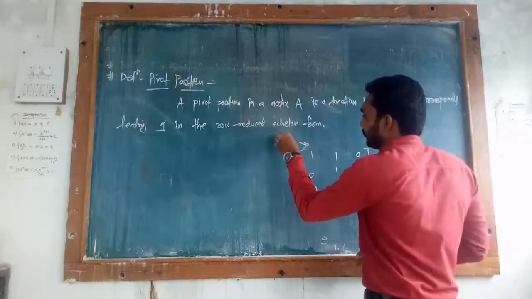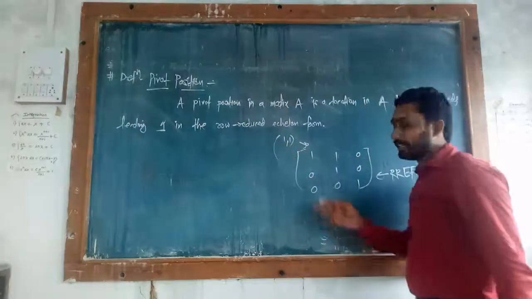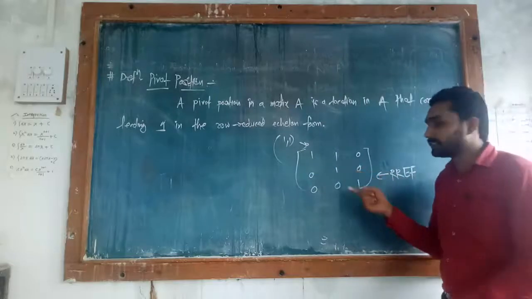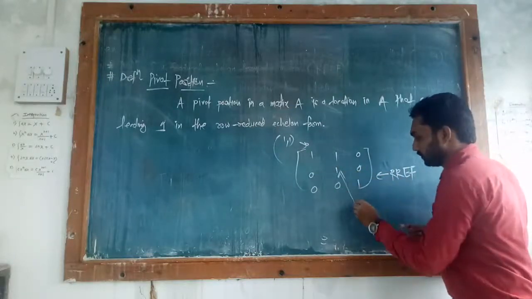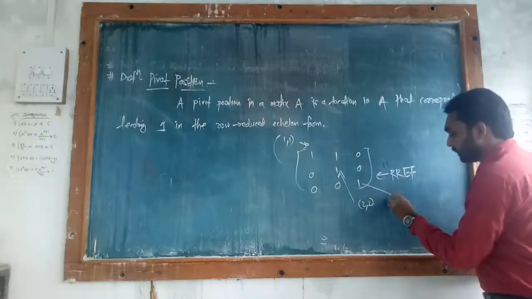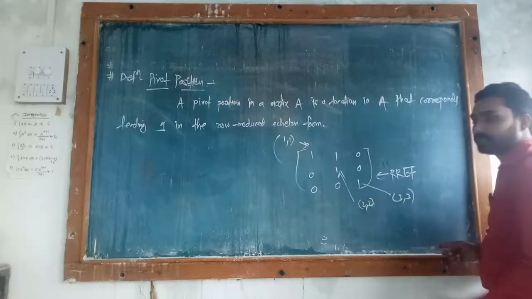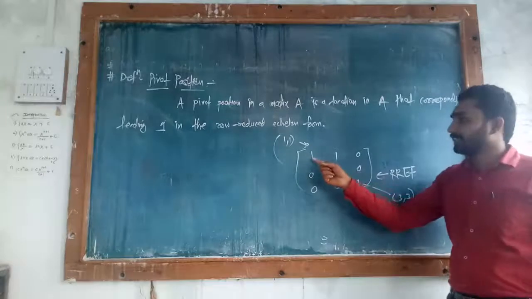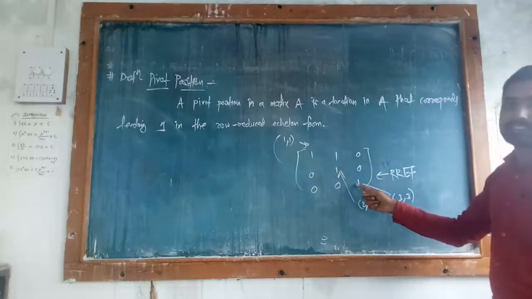Leading one is present in 1 1 position. Okay, and in your second row leading one is present in 2 2 position, right? And in your third row leading one is present in 3 3 position, right?